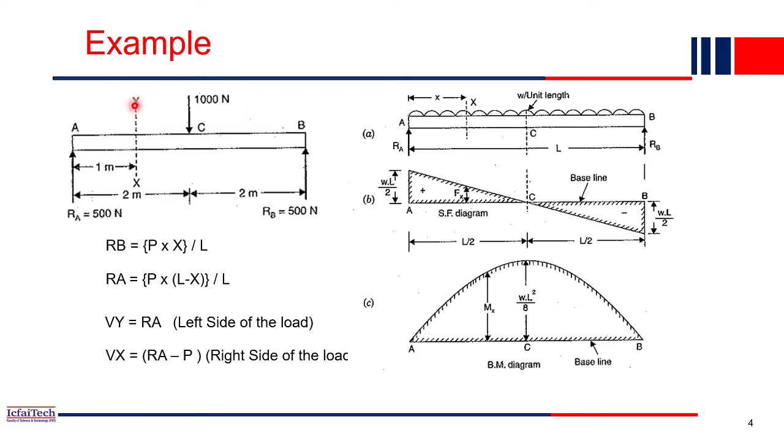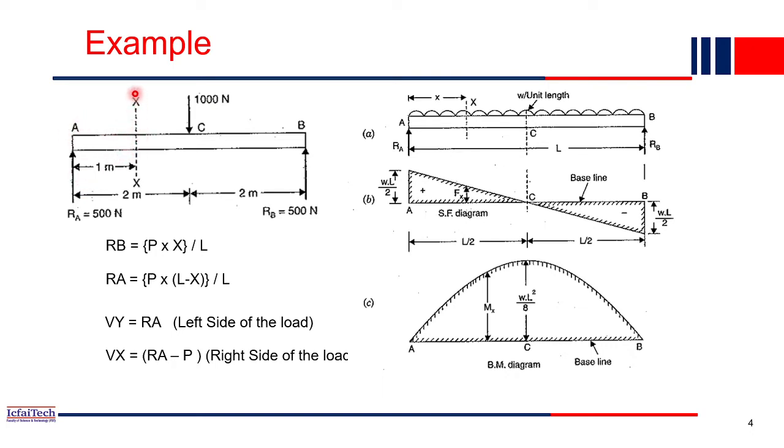Both values will be the same, but on the right hand side there are two forces: one is the concentrated load, another is the reaction force. So it is always better to use the side where the loads are fewer and simpler. On the left side only a single load is acting, 500 Newton, vertically upward. So the shear force at this point will be simply RA.